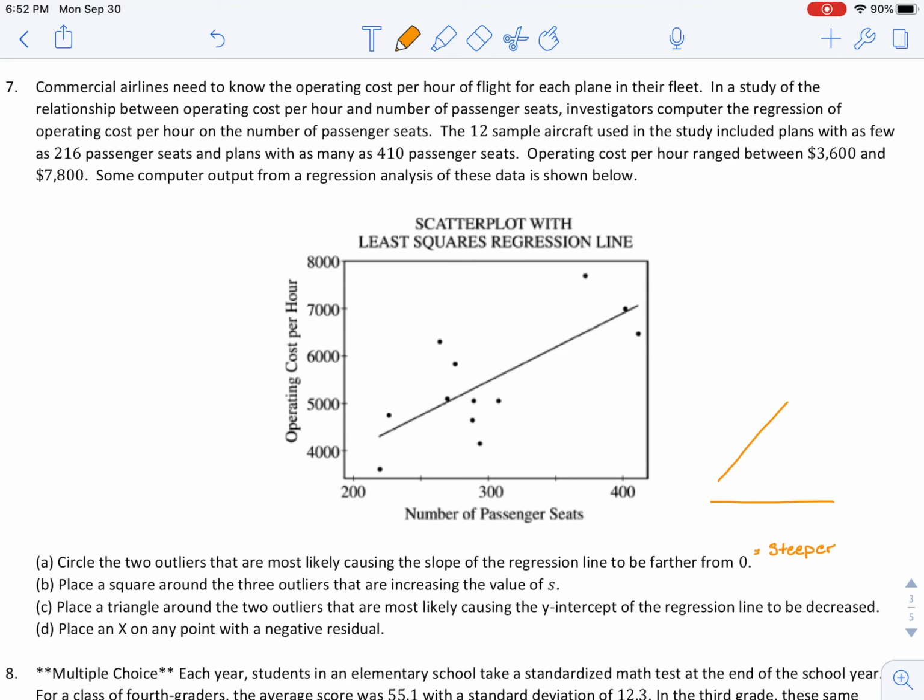So the two outliers that do that would be the ones at the extreme x values. They're going to have the most influence on tipping it up and down. This one causes the line to be tilted upward by including it. It pulls the right hand side up. And likewise, this outlier pulls the left hand side down. So that would cause both of those to make the slope steeper.